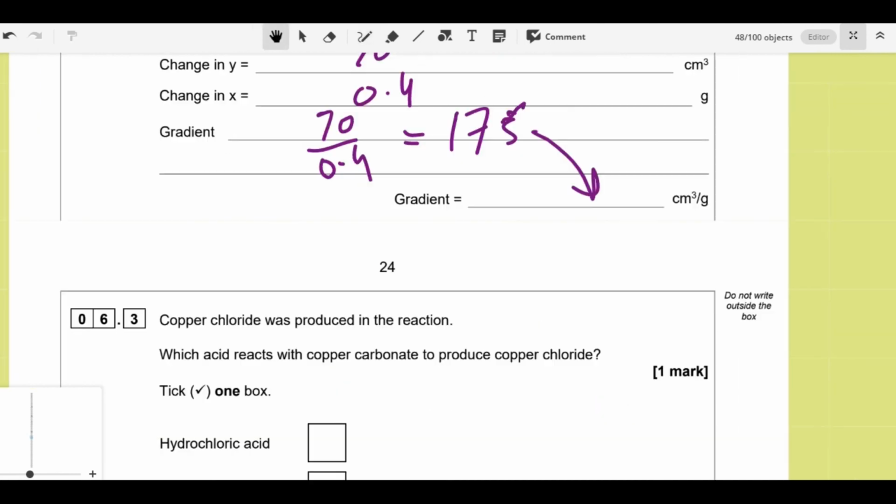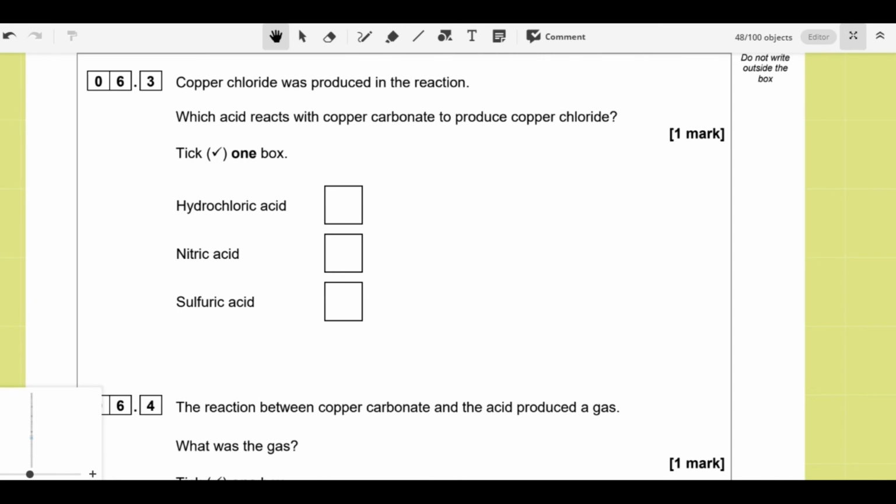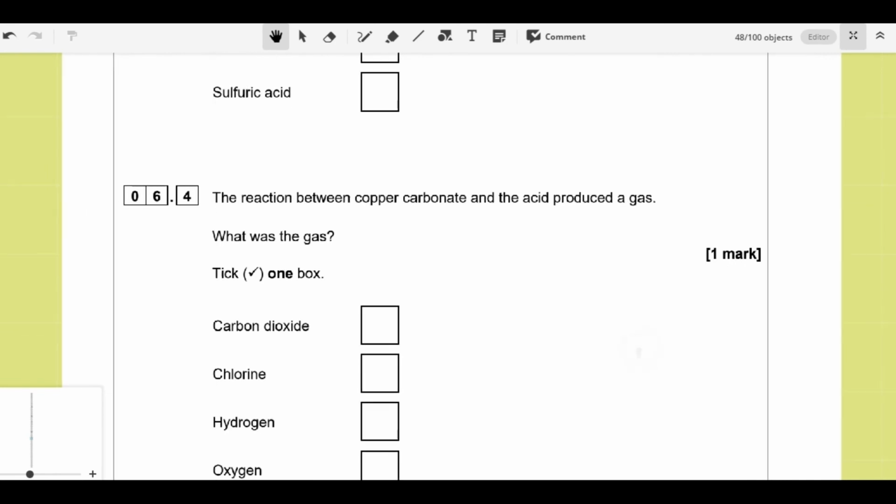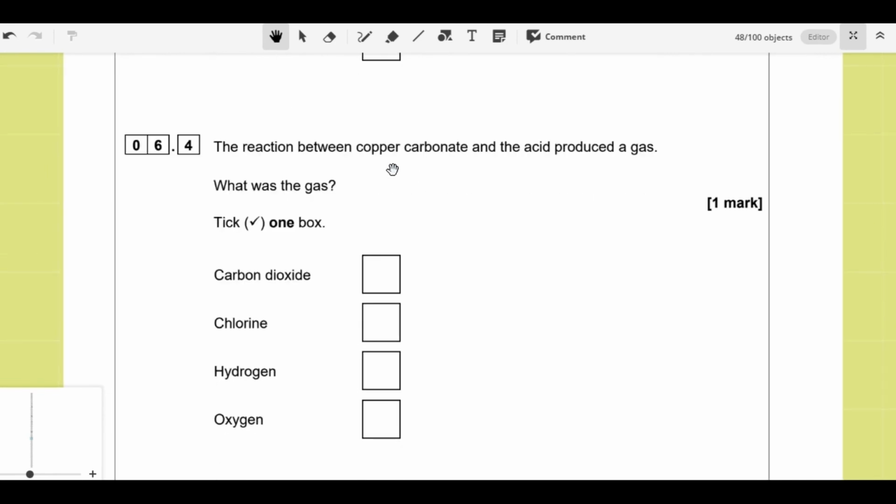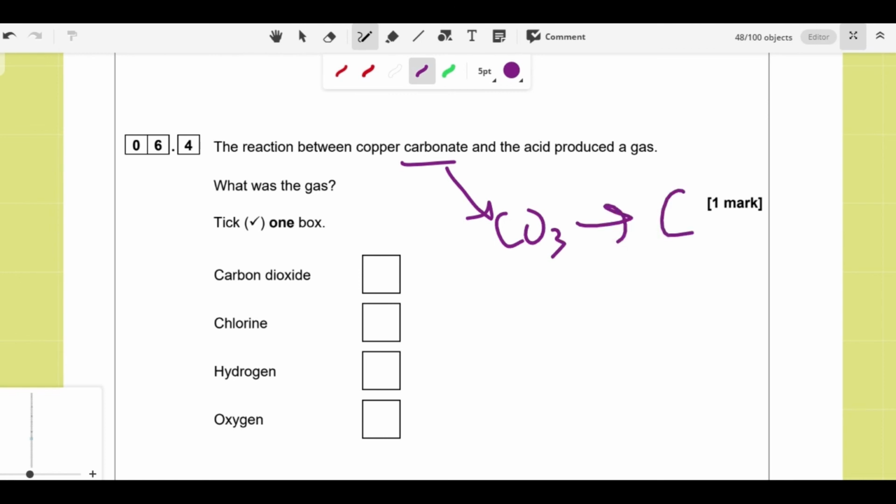Okay. Next is about copper chloride that was produced in the reaction, and here copper chloride comes from the HCl, okay, because HCl contains chlorine, so it means the acid used is hydrochloric acid. Next, the reaction between copper carbonate and acid produces a gas. So what type of gas? That will be carbonate CO3, that will produce carbon dioxide.